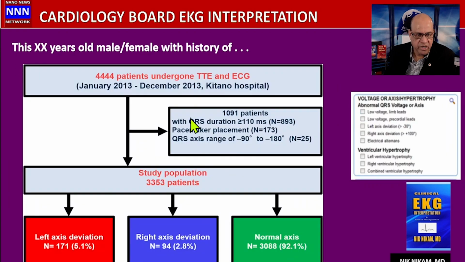The Japanese did a study looking at 4,444. That's a pretty interesting number. People who had echocardiograms and ECGs, and interestingly, 92% of them had normal axis, that is between 0 and 110 degrees, whereas 5% of them had left axis deviation and only about 2.8% had right axis deviations. So they are not very common, but when they are present, it is of importance, and also it is important because of the board exams.